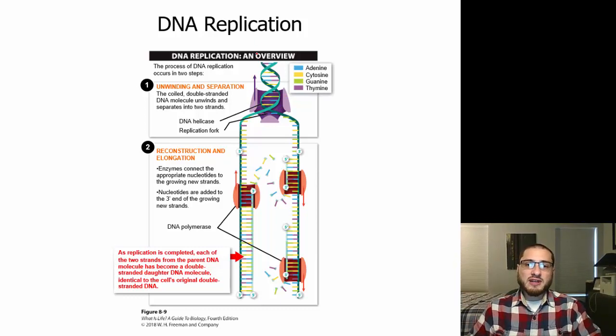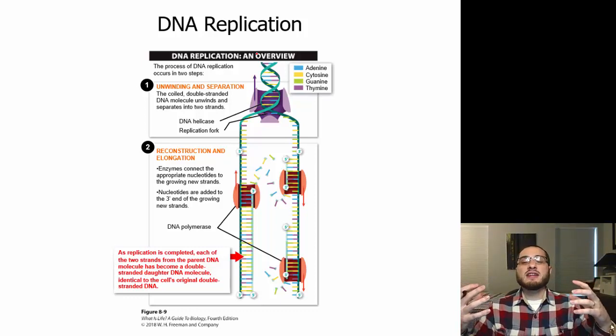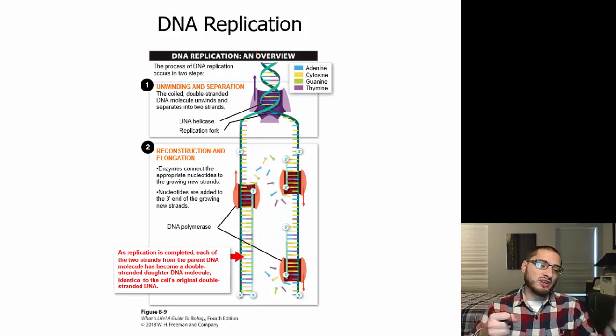So in DNA replication, we have to replicate the DNA. If we want mitosis to occur, we want to be able to split up the parent cell into two new daughter cells. In order to do that, each one needs their own set of DNA. If you just split everything in half, one's going to have half the DNA, and the other one's going to have the other half of the DNA.